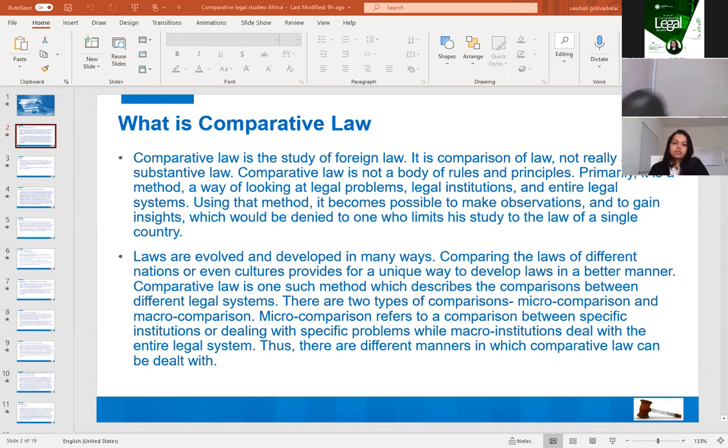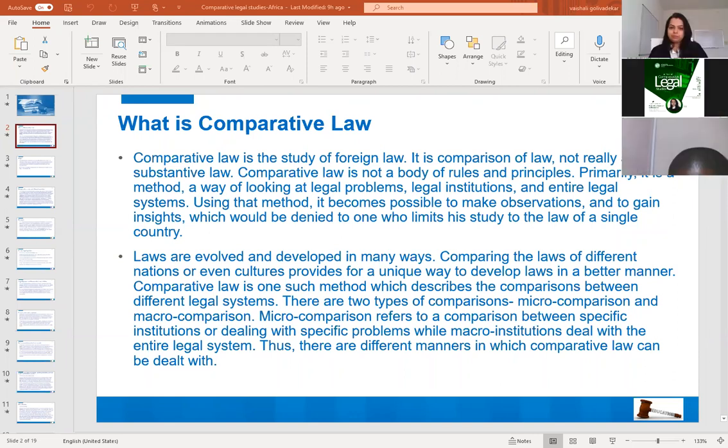Second paragraph, in the first slide: laws are evolved and developed in many ways. Comparing the laws of different nations or even cultures provides a unique way to develop laws in a better manner. Comparative law is one such method which describes the comparison between different legal systems. There are two types of comparisons, micro comparison and macro comparison. Micro comparison refers to comparison between specific institutions or dealing with specific problems.